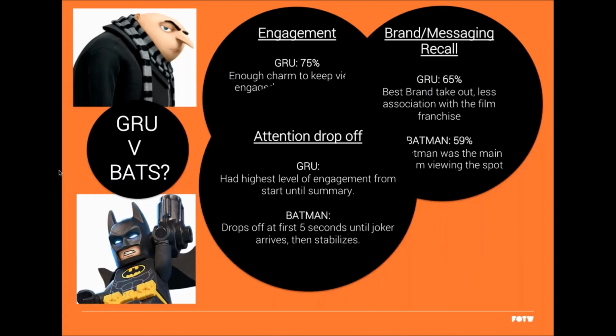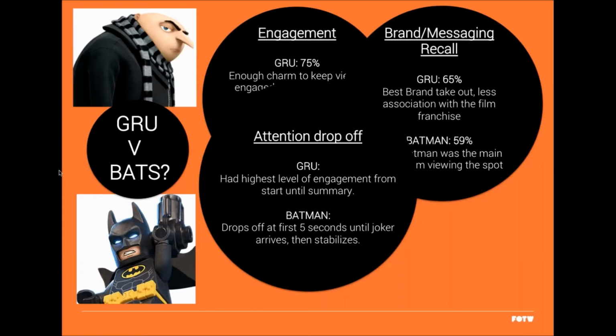Attention drop off. Gru actually had the highest level of engagement from start until summary, whereas Batman initially drops off for the first 5 seconds, but then picks up once the Joker arrives, then it stabilizes. So again, it's key to hit straight off the bat.